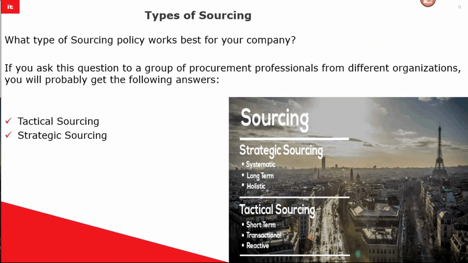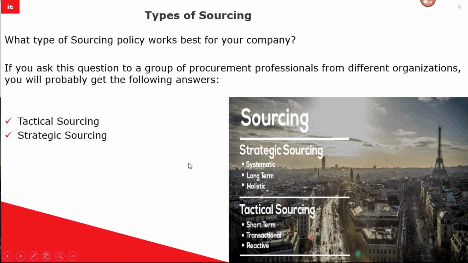So we have two types of sourcing in Ariba. One is tactical sourcing, one is strategic sourcing. Tactical sourcing is very short term sourcing, where I have a specific requirement, I know what to buy, I know when to buy, I know from whom to buy. I have a clear vision, so I'll go with tactical sourcing and finish it in a short time.